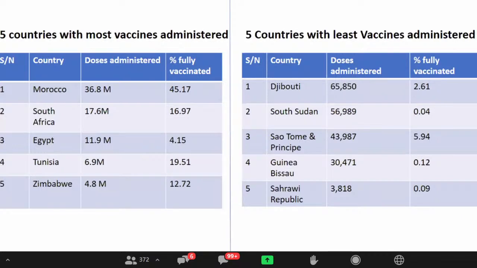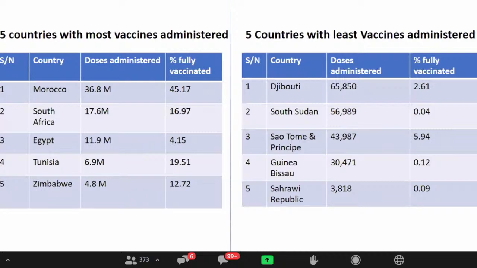And also looking at the percentage fully vaccinated, Morocco is at 45.17%, which is almost going to 50. South Africa is at 16.97. Egypt is at 4.15, despite being one of those that have administered the most. So population also plays a role in percentage fully vaccinated, because Egypt is a very populous country. And we have Tunisia and Zimbabwe following.